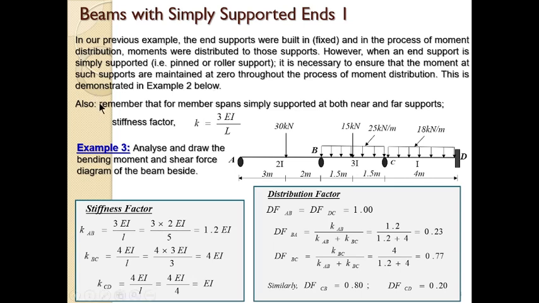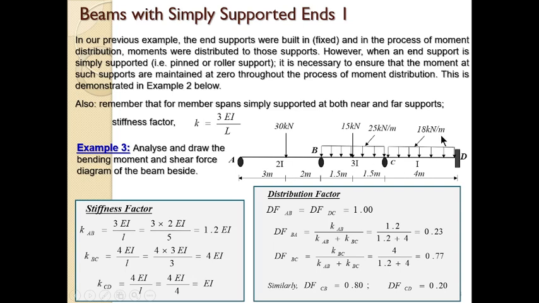What you ought to have in mind is to remember that for a member simply supported at the near support and fixed at the far support, the stiffness factor is what? K equals 3EI over L. So we are going to look at this example 3, which we are to analyze and draw the bending moment and shear force diagram of this beam.